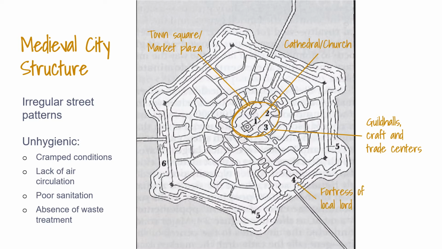There is always a fortress or castle of the local lord. The city is fortified by enclosing walls, and the walls often have water-filled moats to enhance defensive capacity. Finally, medieval towns are unhygienic because of the cramped conditions, the lack of air circulation, the poor sanitation, and the absence of waste treatment.